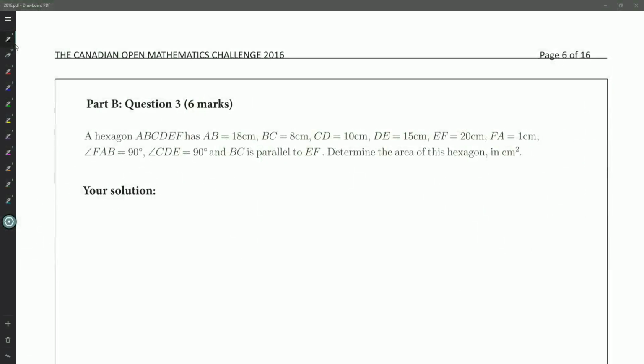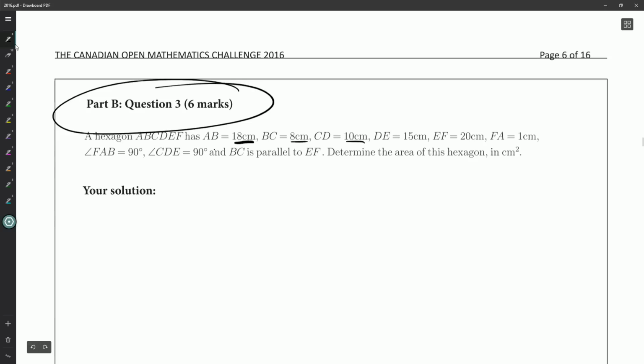We're looking at question B3 now in this video from our 2016 Canadian Open paper. A hexagon, ABCDEF, has AB equal to 18 centimeters, BC 8 centimeters, CD 10, DE 15, EF 20, and FA 1 centimeter. Very short side there. Angle FAB is 90 degrees, so the middle letter is the vertex where the angle is, so it's got a right angle at A and a right angle at D, and we know BC is parallel to EF. Determine the area of this hexagon in centimeters.